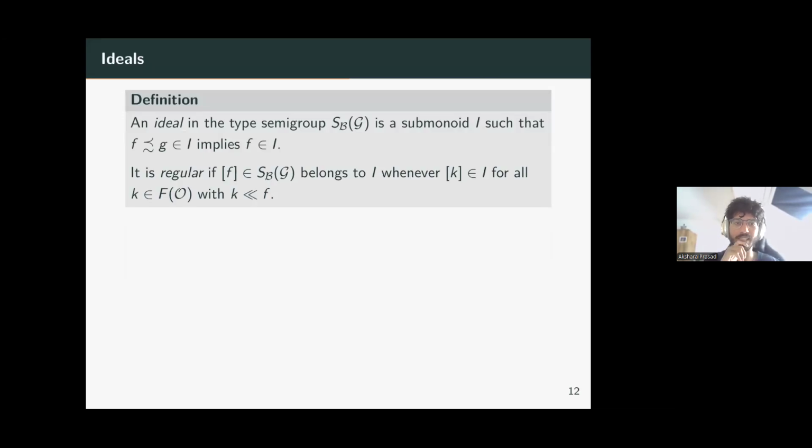Okay. So getting back to ideals, I say that an ideal is regular if you take any f in the type semigroup and all the functions which are way below it are in the ideal, then this function also is in the ideal. Then it is called regular. So it respects supremum under way below.